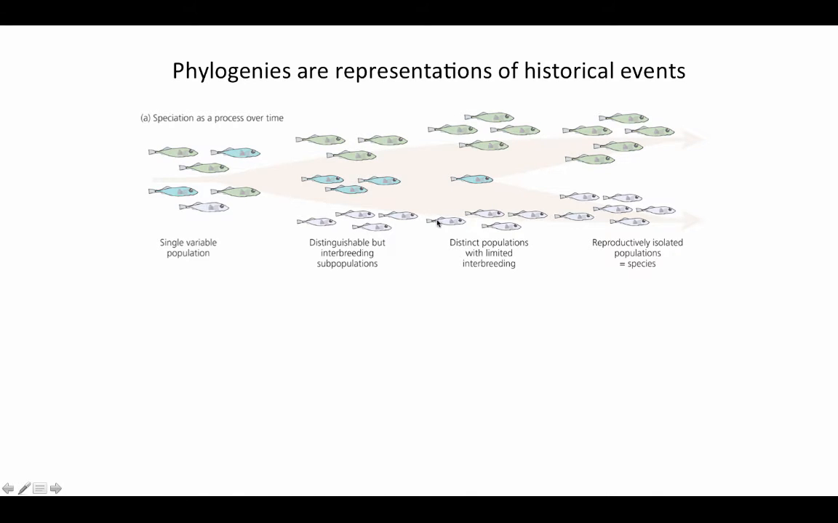On the other side of the barrier, we're going to have more and more whitefish until eventually you end up with two separate species, a species of whitefish on the sandy beach side and a species of greenfish on the coral reef side. So we can depict that in our phylogenetic tree diagram in the same way.